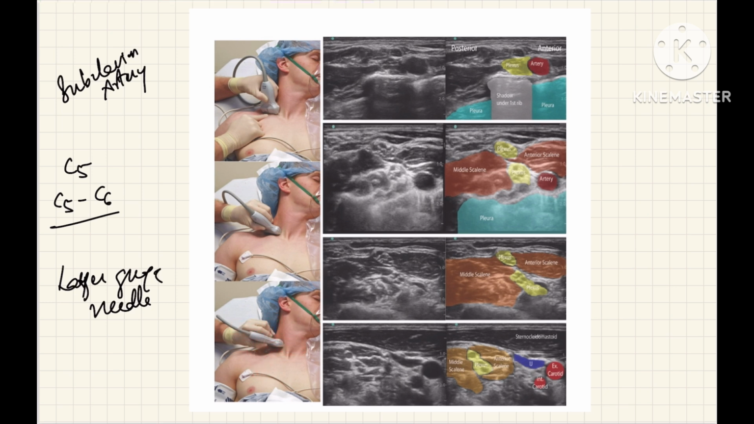And once the tip of the needle is above C5 or below both fascicles of C6, the catheter can be threaded inside and fixed with surgical glue and well-placed dressings to prevent the catheter from slipping.